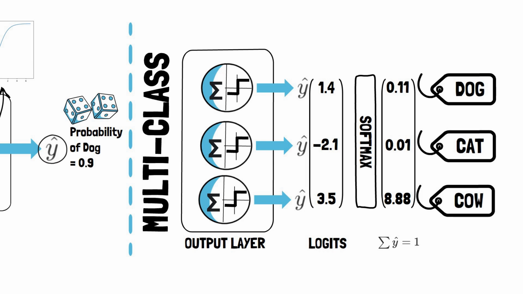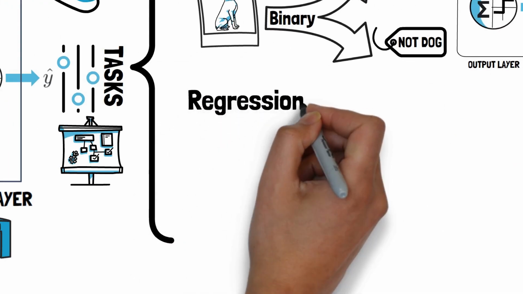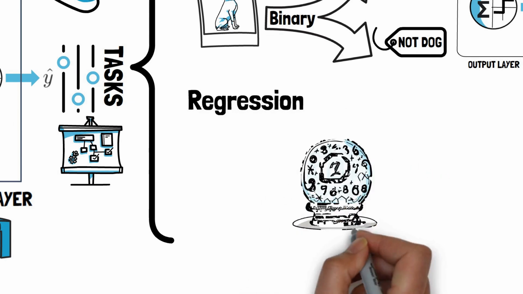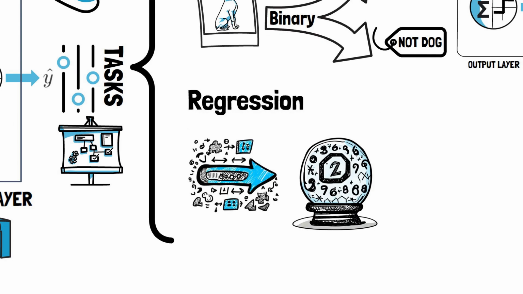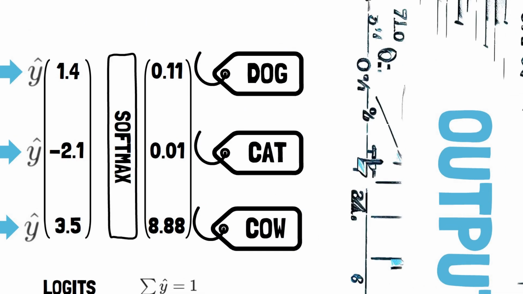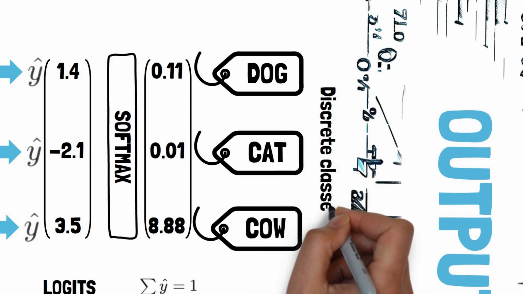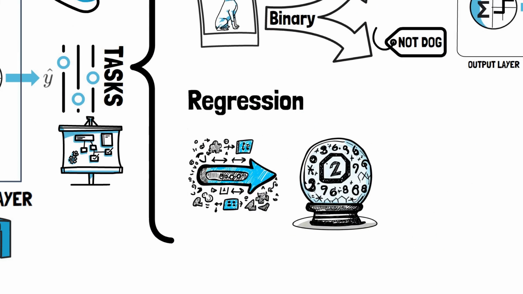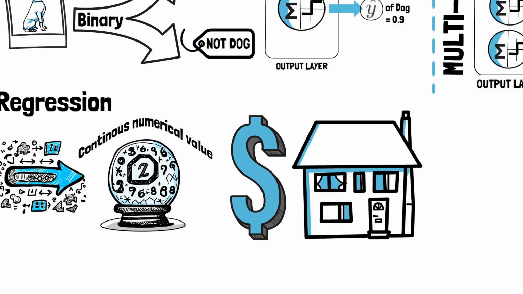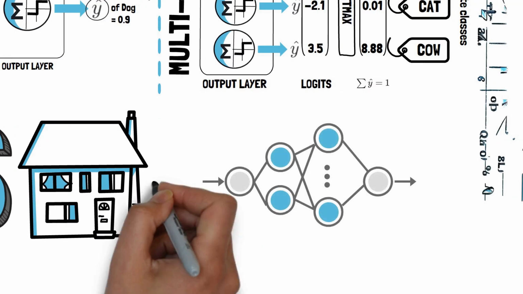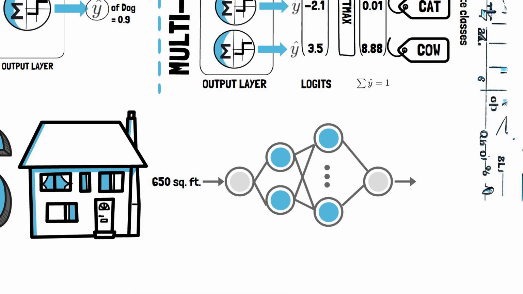Another task we might want our model to perform is a regression, where the goal is to predict a continuous numerical output based on the input feature. Unlike a classification task, which aims to categorize inputs into discrete classes or labels, regression aims to map input data to a continuous output. Let's say we want to predict the price of a house based on its square footage. Now, we input the square footage into the network, and the output would be a continuous value representing the predicted price.